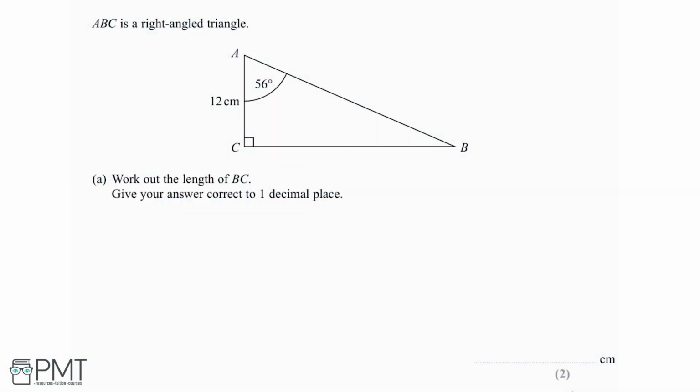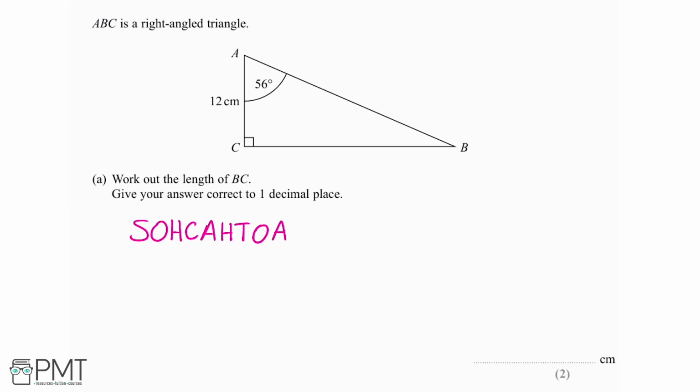ABC is a right angle triangle, and in part A we need to work out the length of BC, giving our answer correct to one decimal place. So we're trying to work out this length here. To do this we can use trigonometry. We've got this little helpful reminder here, SOHCAHTOA. I'm going to use that in a second.